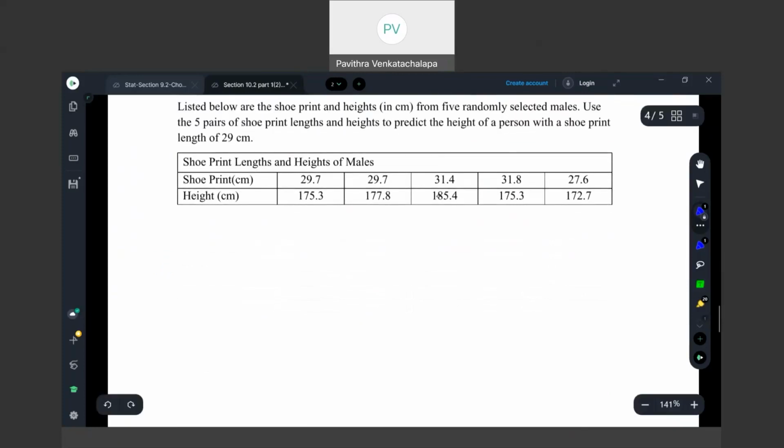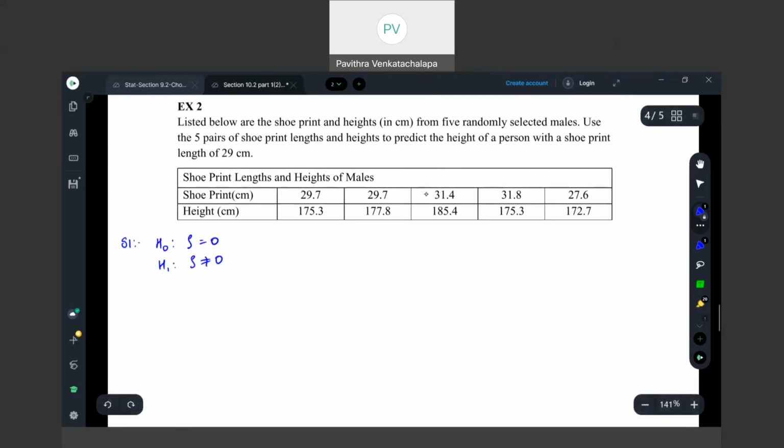Step 1 is to perform the hypothesis test. So I will write the null and alternative hypothesis. H1 not equal to 0. Okay. And next is to find the p-value, because we need to compare the p-value with alpha and then make conclusions, right?